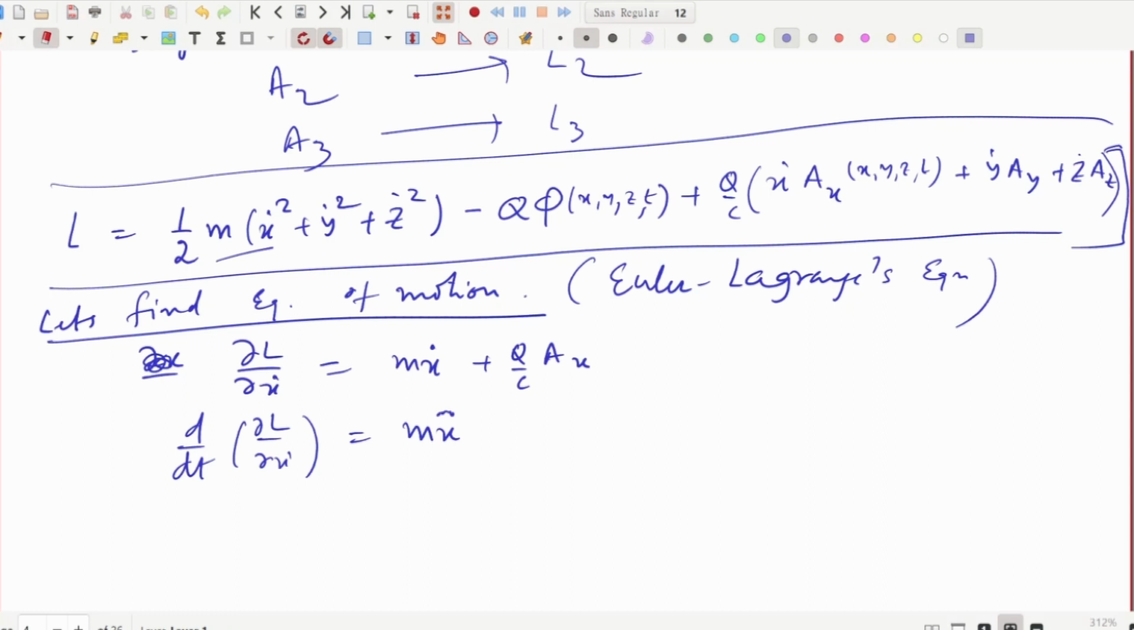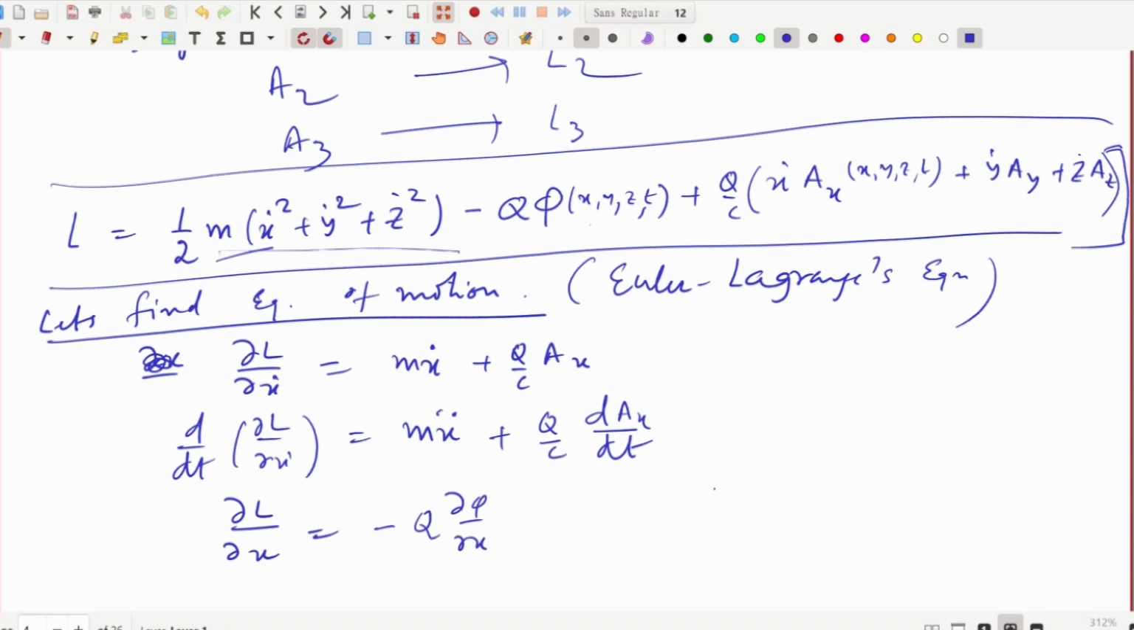So, let me write x double dot plus q by c dAx/dt. Now, for the second part of the Euler-Lagrange equation, ∂L/∂x, we should find where the x dependence is. There is no x dependence in the kinetic energy term. So, the first x dependence is from the phi, so we will write minus q ∂φ/∂x.